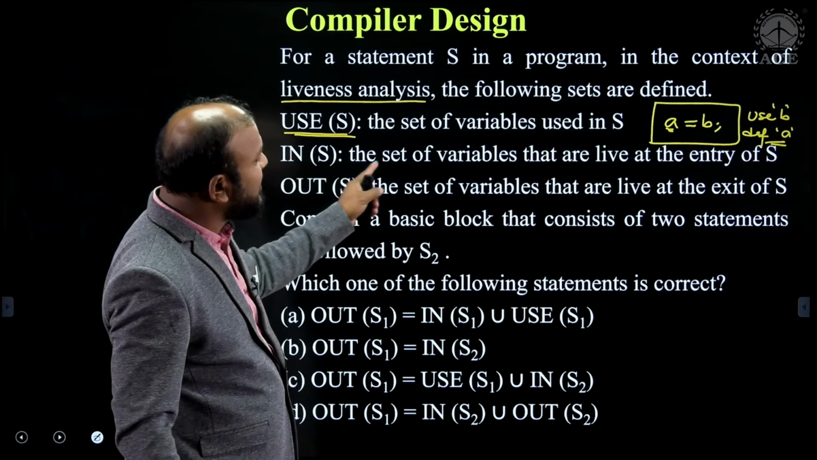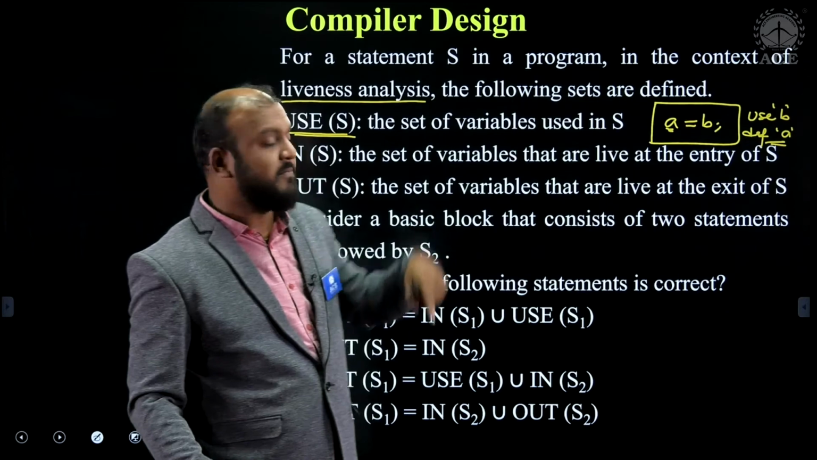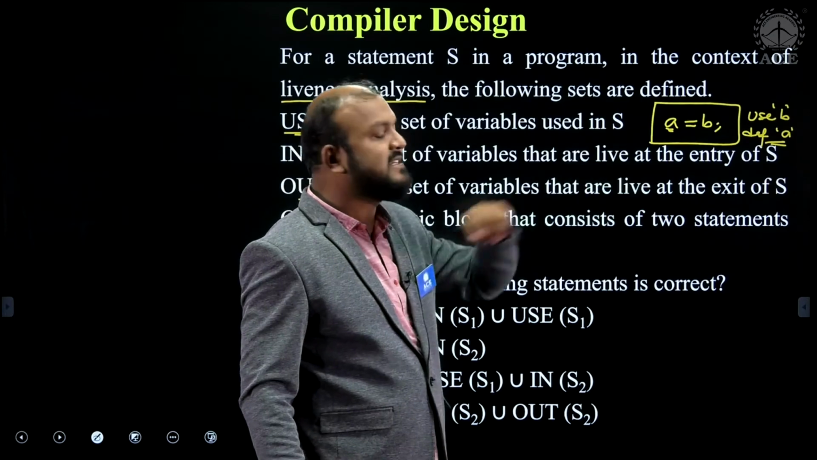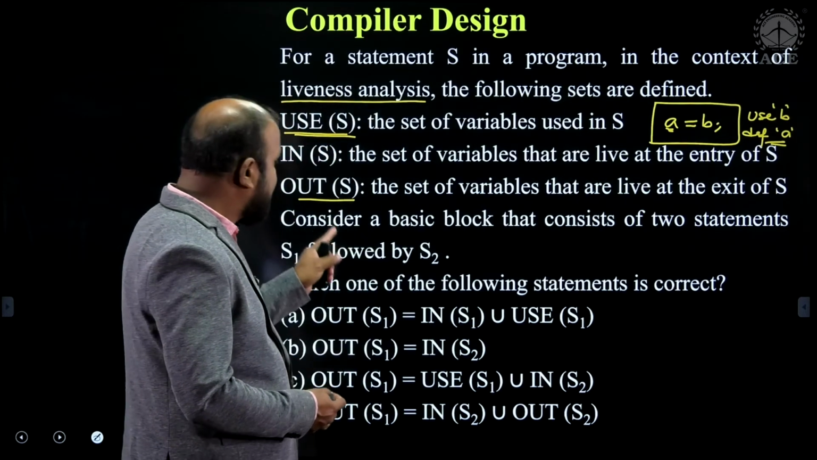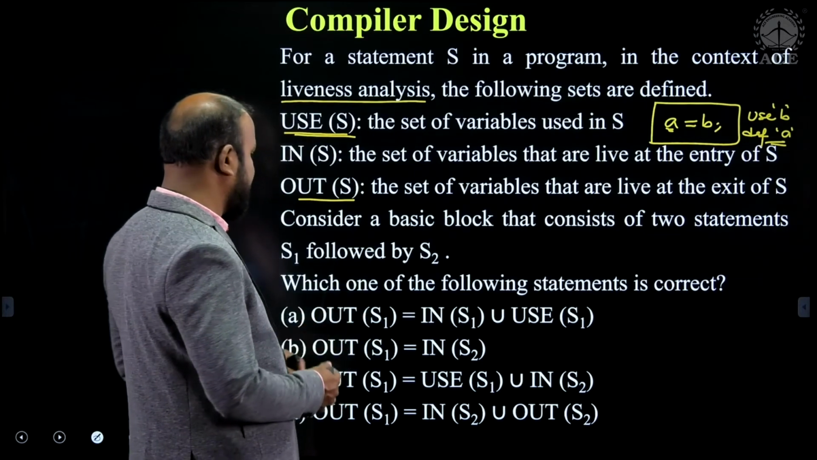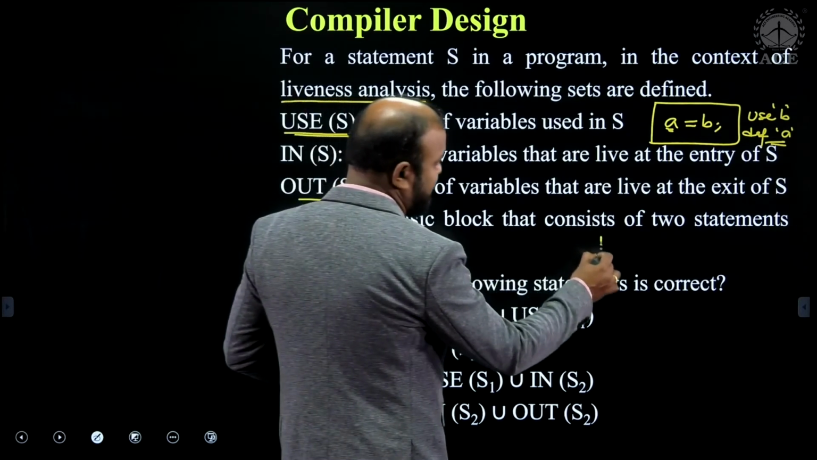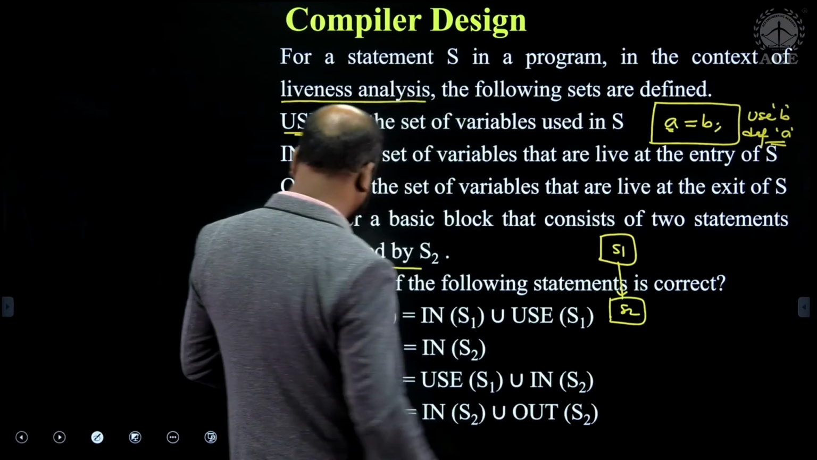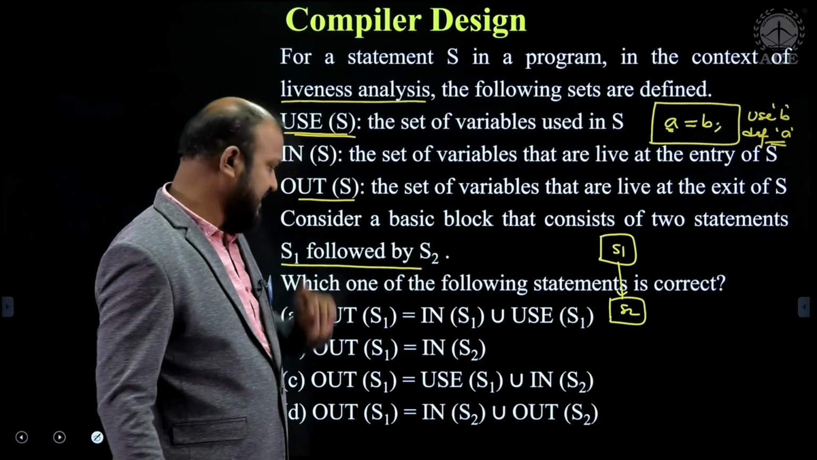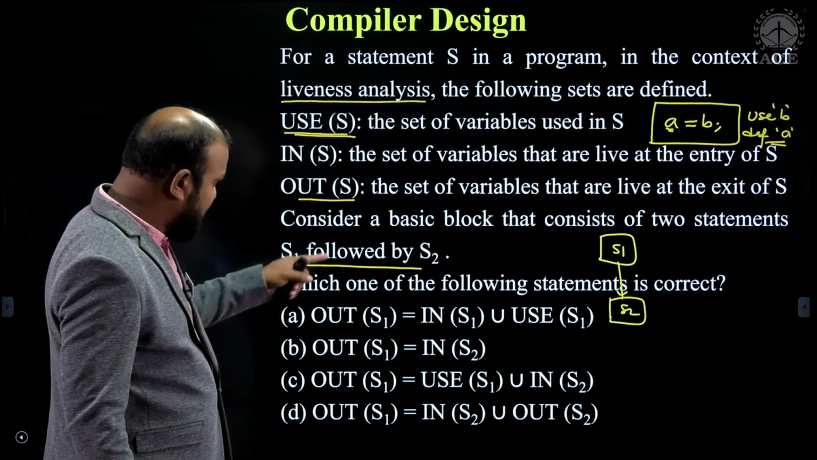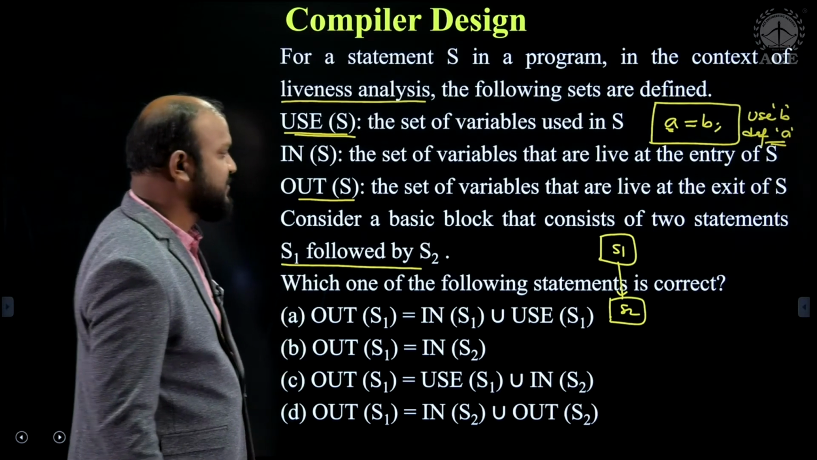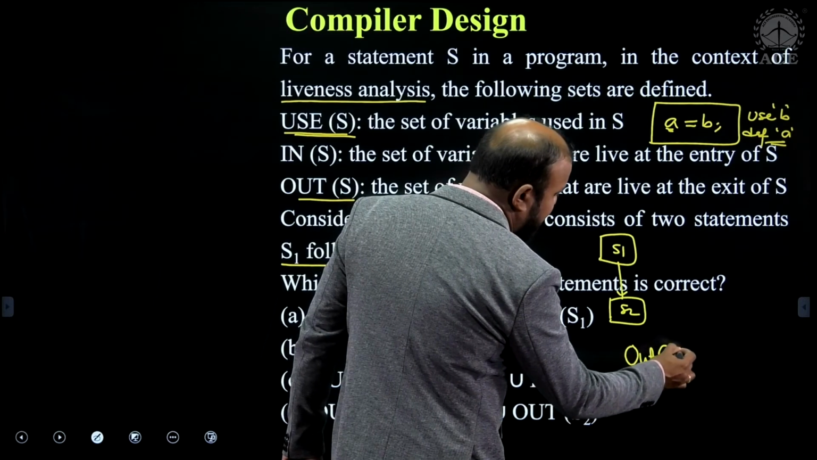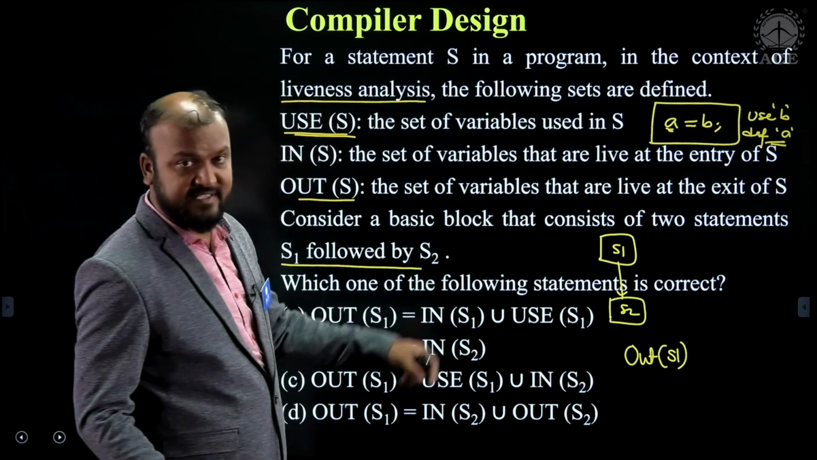In of S is the set of variables that are live at the entry of S. Out of S, the set of variables that are live at the exit of S. Consider a basic block that consists of two statements, S1 followed by S2. Which of the following statements is correct? The options are to find the out of S1. It is a direct answer based on the liveness analysis of basic blocks.